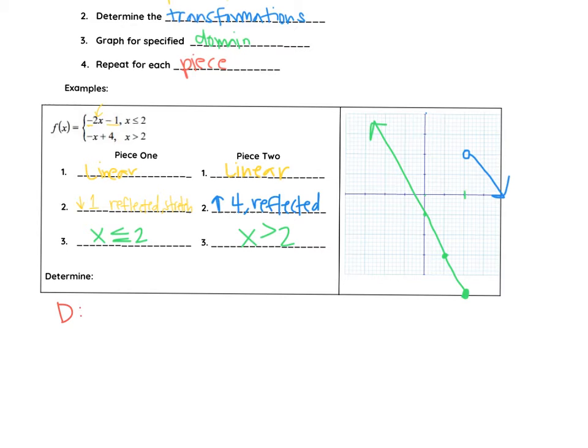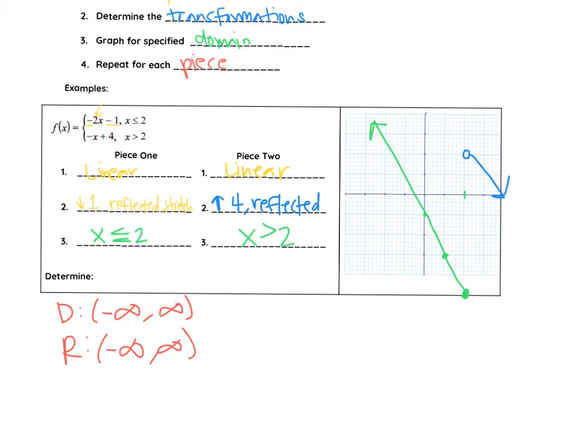The domain is your x values. Now, in this case, this goes all the way to the left and all the way to the right with no problems, right? So the domain is negative infinity to positive infinity. There is a jump here, right? But the value of x equals 2 is accounted for, so that's okay. The range is also negative infinity to positive infinity.